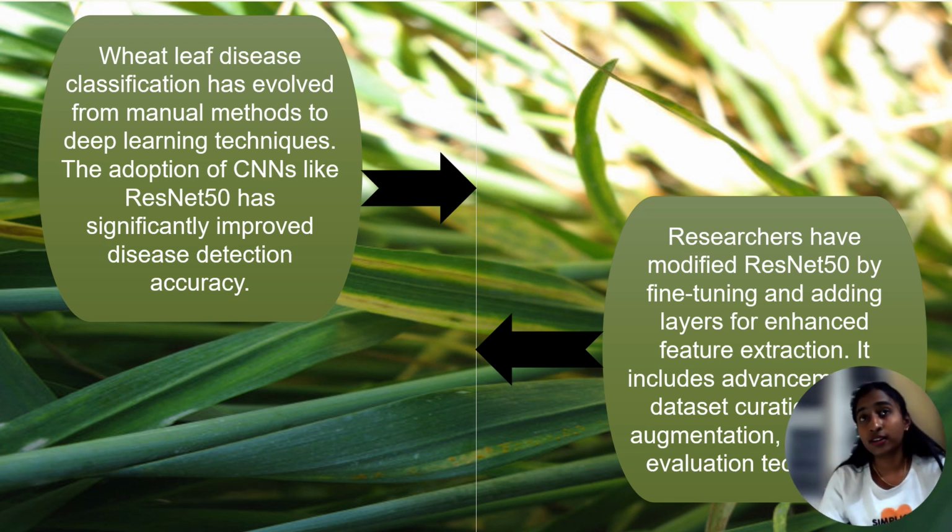After dataset collection, we do the data augmentation. In augmentation we collect the pre-processing features, and in data evaluation we evaluate the features and classify the wheat leaf into four diseases. I'll move on to the next slide.